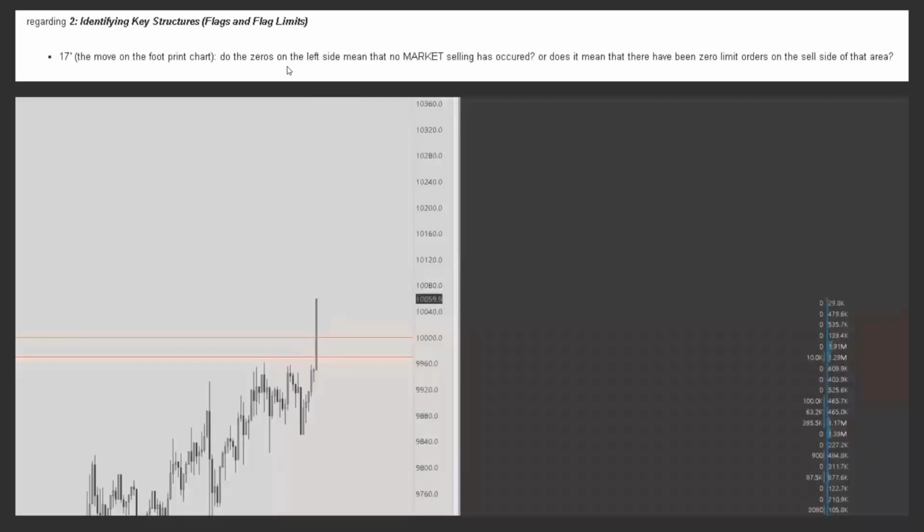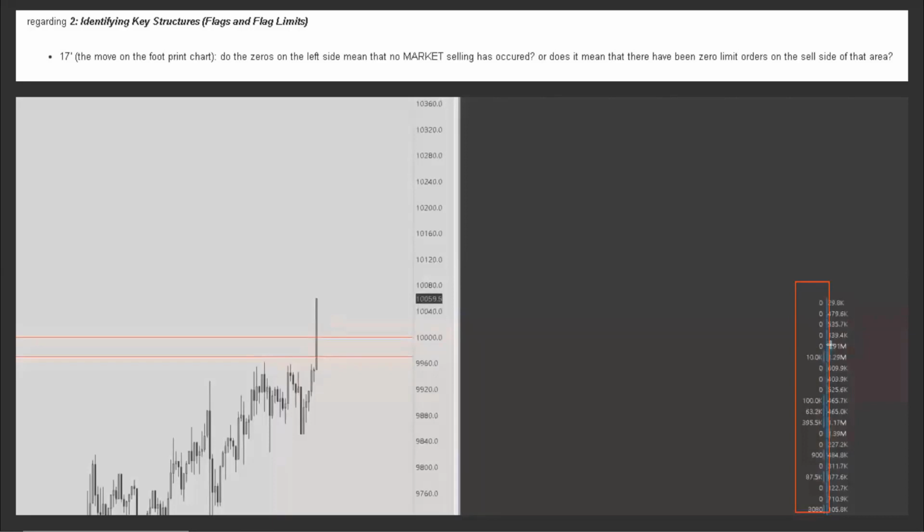Okay. Regarding the second webinar, the move on the footprint chart, which I've got here: do the zeros on the left side mean that no market selling has occurred? Or does it mean that there were zero limit orders on the sell side of that area? So the question is, do these zeros mean that there was no market selling there, or does it mean that there were no sell limits in that range of prices?